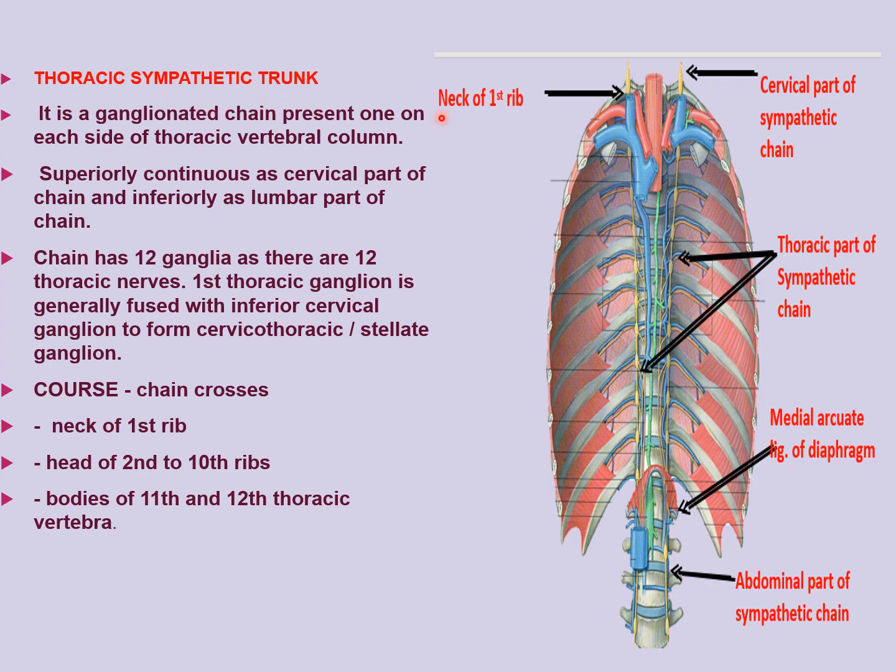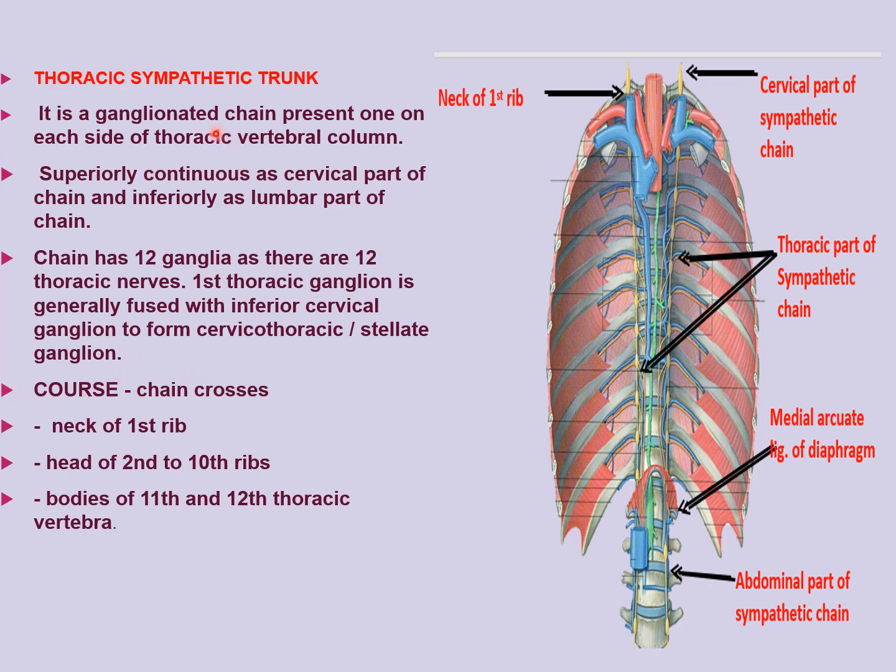Now the thoracic part of the sympathetic trunk, as you can see in this diagram, is located on either side of the vertebral bodies. It is a ganglionated chain present one on each side of the thoracic vertebral column. Superiorly it continues as the cervical part of the chain and inferiorly as the lumbar part of the chain. This we already know, that it consists of 10 to 12 ganglia, usually 11. The first thoracic ganglion joins with the inferior cervical ganglion to form the cervicothoracic or stellate ganglion.